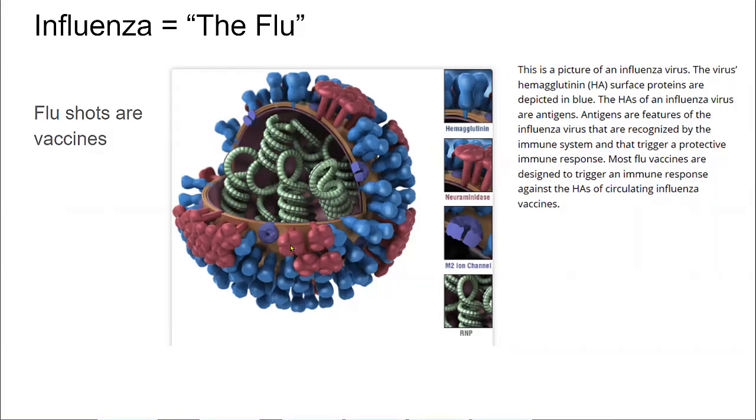Okay, so once again, there's a picture here. All viruses look roughly the same. This is the nucleic acid inside. In this case, it is RNA, not DNA. And on the surface, there are these proteins. The blue ones are the most important ones because they allow the virus to bind to the cells, and that's what triggers the infection.